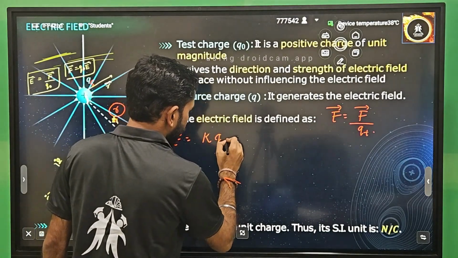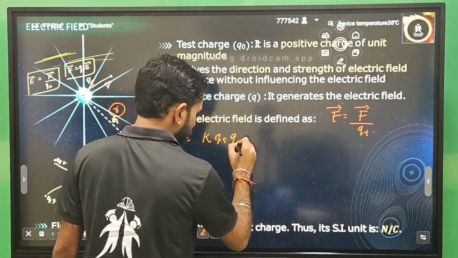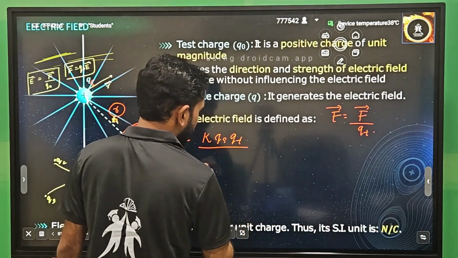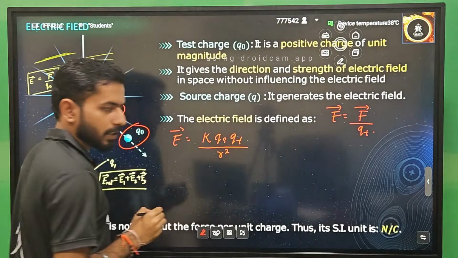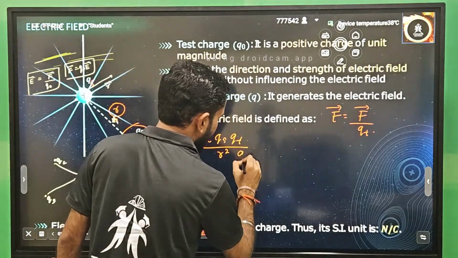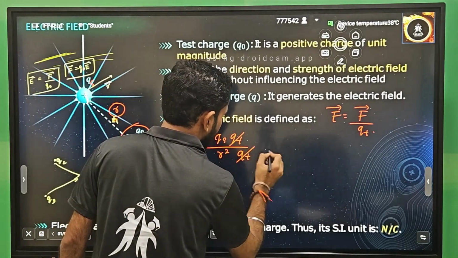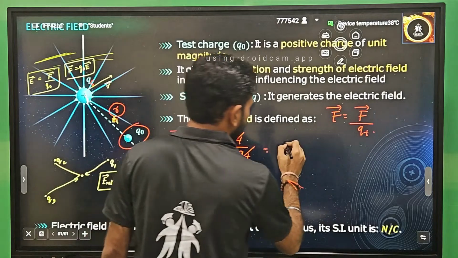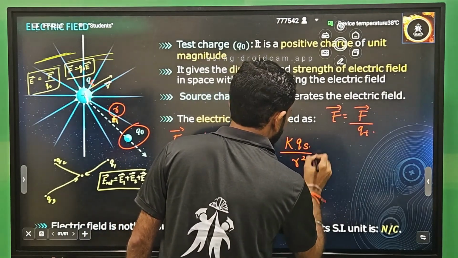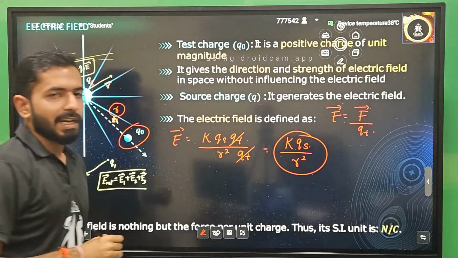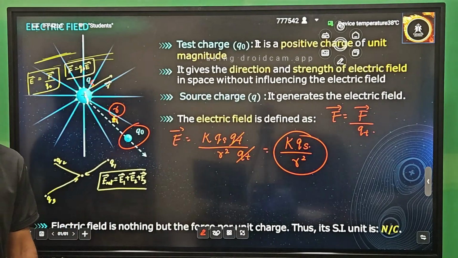K, Q, that is the source charge, into the test charge, divided by R square, that is the distance between them, divided by the test charge. So what can you say about electric field, what is the formula of electric field? This is the source charge divided by R square. That means the formula of electric field is nothing but KQ divided by R square.